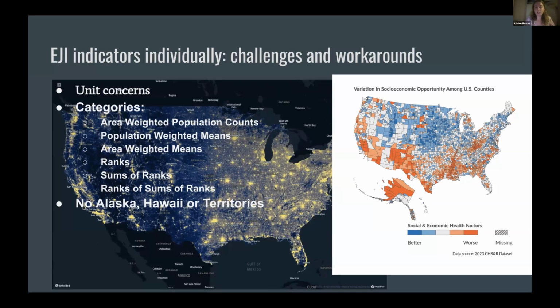Our other issues with EJI include that there is no Alaska or Hawaii data, and there are no territory data. Because of this, there are some concerns within CLAD, because All of Us is focusing on underrepresented populations, including Native American populations, and Alaska and Hawaii and the territories are important for that purpose.